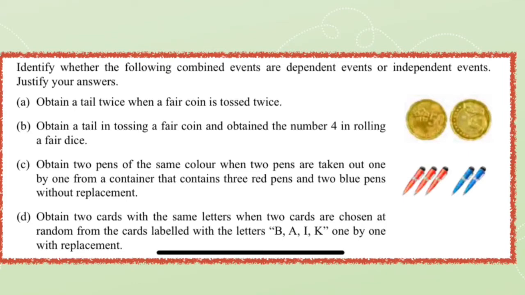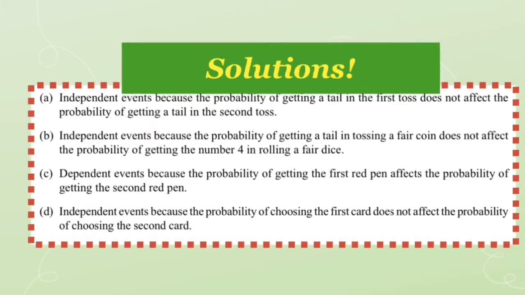Question D. Obtain 2 cards with the same letters when 2 cards are chosen at random from the cards labeled with the letters B, A, I, K, one by one, with replacement. This is an independent event because the probability of choosing the first card does not affect the probability of choosing the second card. So this is the answer and the justification for the questions just now.